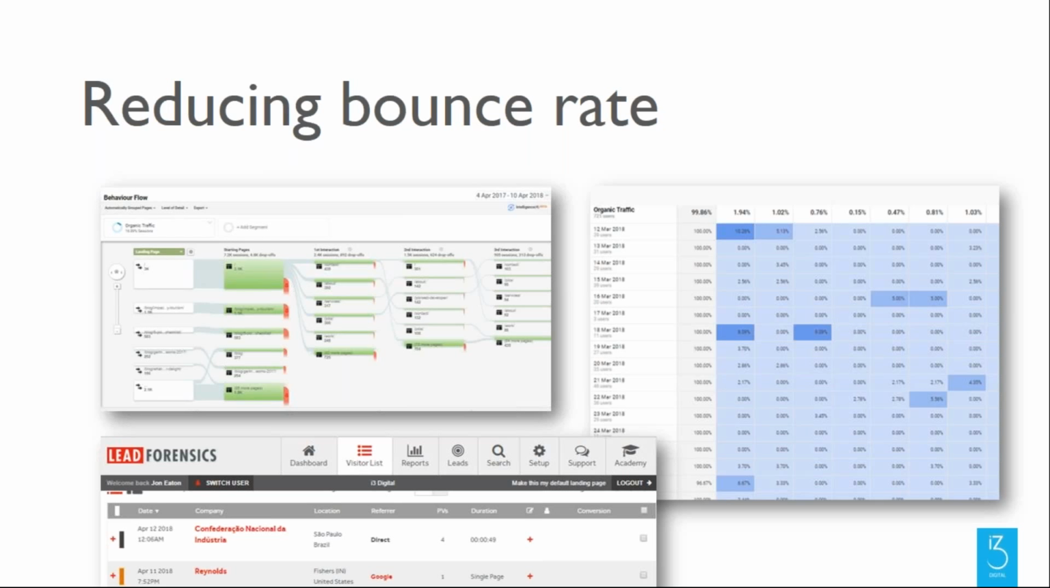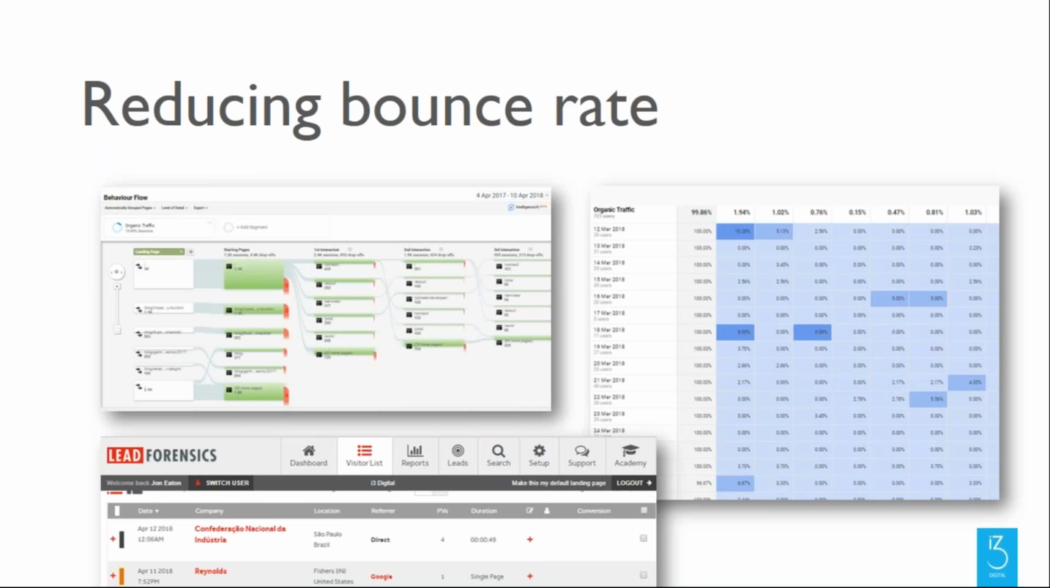So that behavior flow diagram there on the left-hand side, that basically looks at where people are landing in the site and the typical journeys that they're going through. And from looking at that view, you can start to go, well, a lot of people are landing on these particular pages and only a very small percentage of them are going somewhere else. Why is that? What should we be doing in order to improve that?